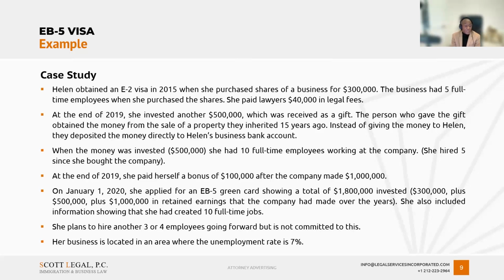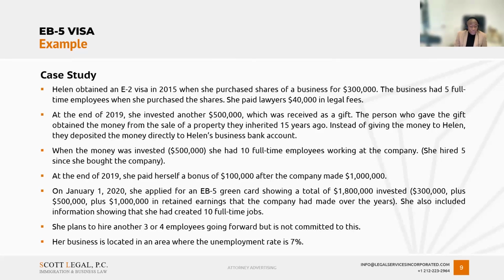So this is a person, Helen. She got an E2 visa in 2015, and she purchased the shares of the business for $300,000. So she gave the seller money, 300 grand. And the business had 5 full-time employees when she purchased the shares, and she paid lawyers 40 grand.